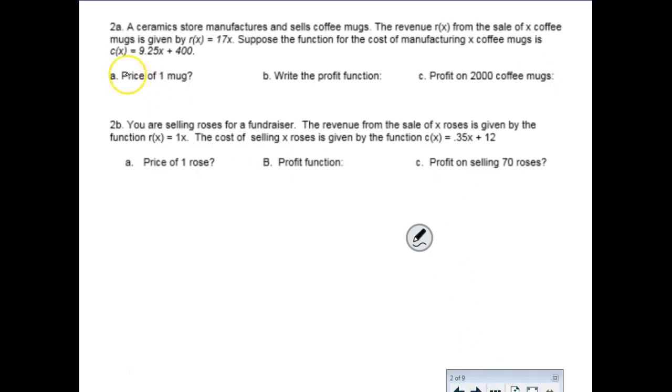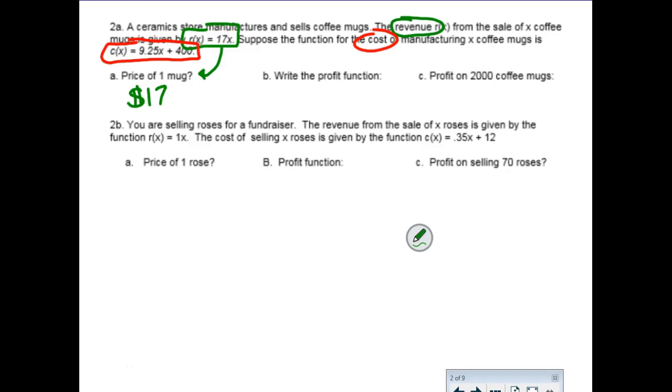Now this one, I was very concerned about what we saw last time, and remember we did remediate this topic because we were so concerned about it. So let's read through the given information. We're selling coffee mugs, and it says the revenue, R of X, is given by this formula, and the cost function is given by this formula. When they ask you for the price of one mug, like how much you are selling it for, that comes straight from the revenue function. So that's going to be $17 because you're taking $17 from the customer.